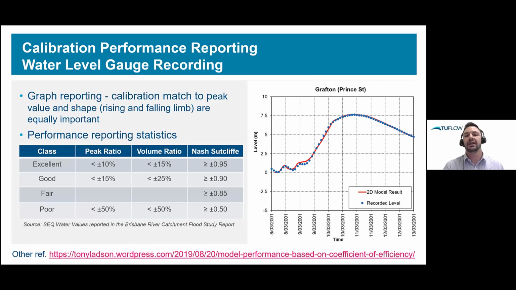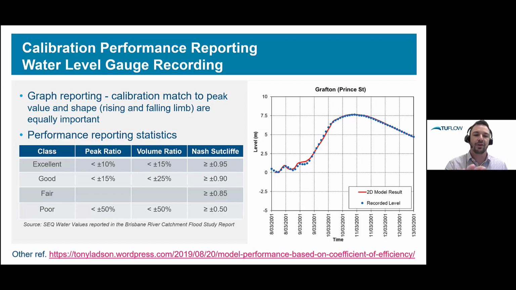If you look at your water level gauge results, we're not just focusing on the peak here. We're interested equally in the peak value, the timing, the shape, so it's both the rising and the falling line. All those things are important because it means that you're getting the conveyance and the storage right in your model if you're matching all those things. I've noticed recently that people are measuring the goodness of fit of these data sets using a number of different coefficients or measures. You'll often see a peak ratio, a volume ratio, and a Nash-Sutcliffe goodness of fit.